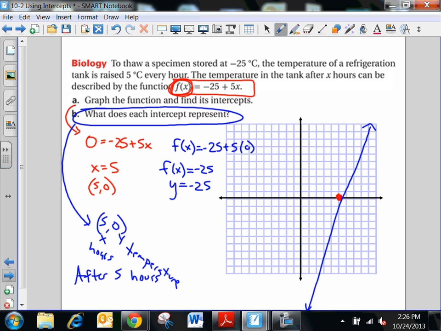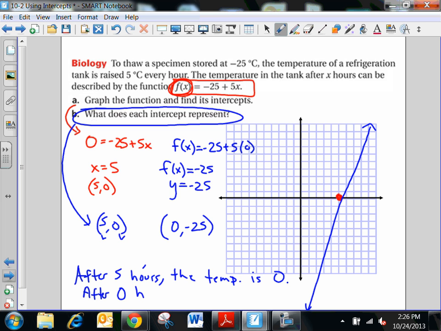So what 5, 0 means is that after 5 hours, I apologize, this is not clear. After 5 hours, the temperature is 0, okay? And what the other intercept, which is 0, -25, means is that after 0 hours, the temperature is -25, okay? That's what those two intercepts mean. That's important to know, what those two dots mean, and to be able to explain them within the context of a problem.